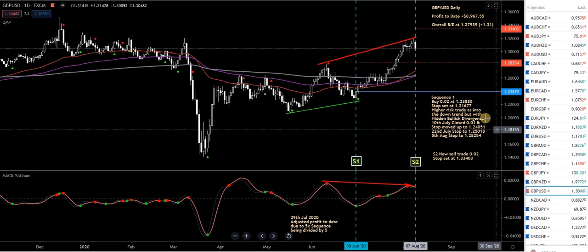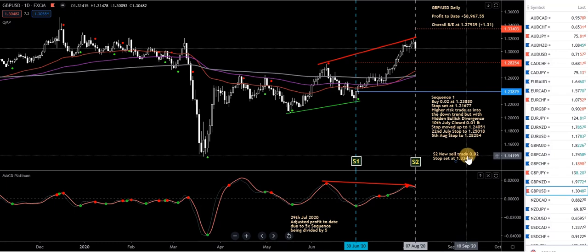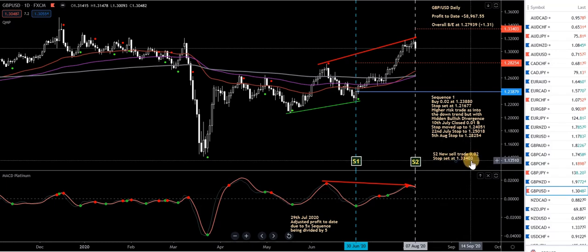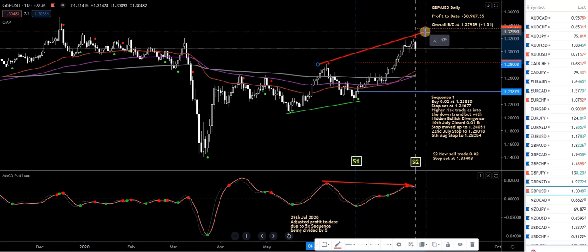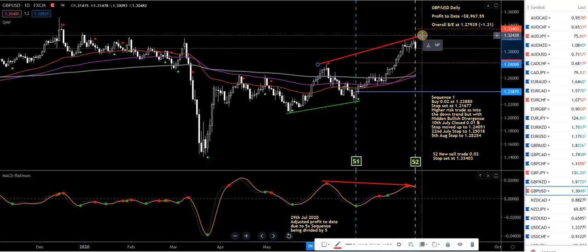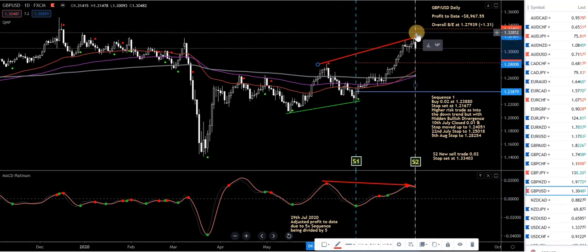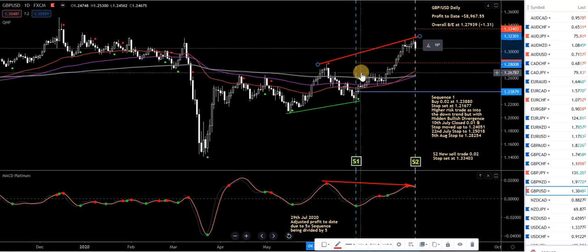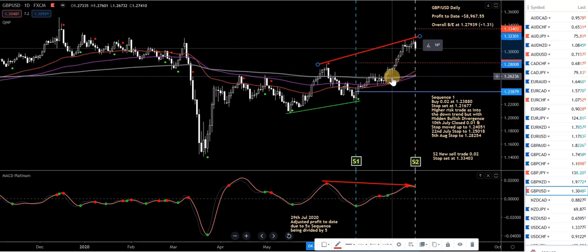Pound USD, I've got something marked for Monday. Let's have a look. Yeah, S2, new sell trade and stop there. So I'll be taking a sell trade here. You can see there's a red dot, QMP dot there. We have got nice, regular, bearish divergence. I'm in a buy already with a stop in place there, so I've got a partial hedge.